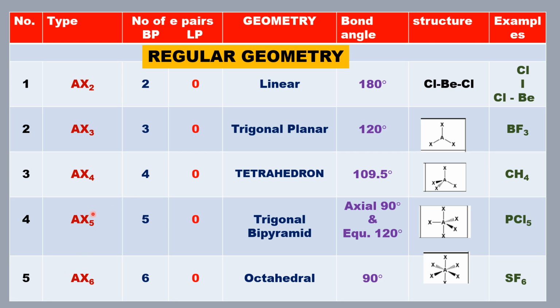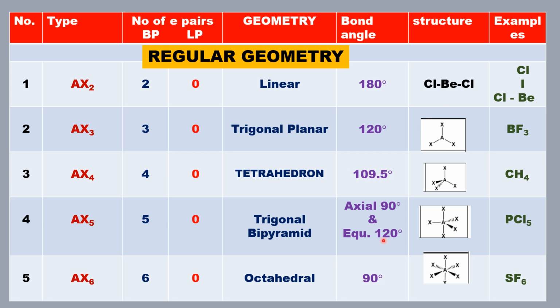Next, AX5: there are five bond pairs and zero lone pairs. For example, PCl5, where the geometry is trigonal bipyramidal. In this geometry, valence shell electron pair repulsion is minimum. You see the axial bonds and equatorial bonds. The axial bonds are at 90 degrees, and the equatorial bonds are planar, like trigonal planar, at 120 degrees.